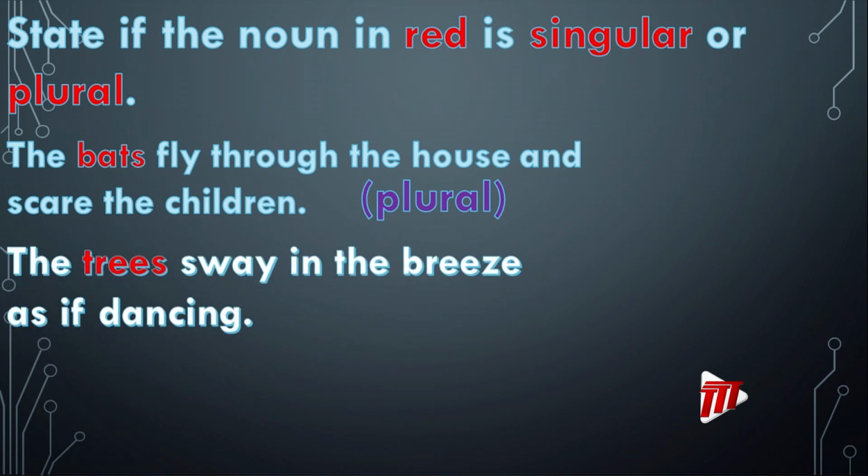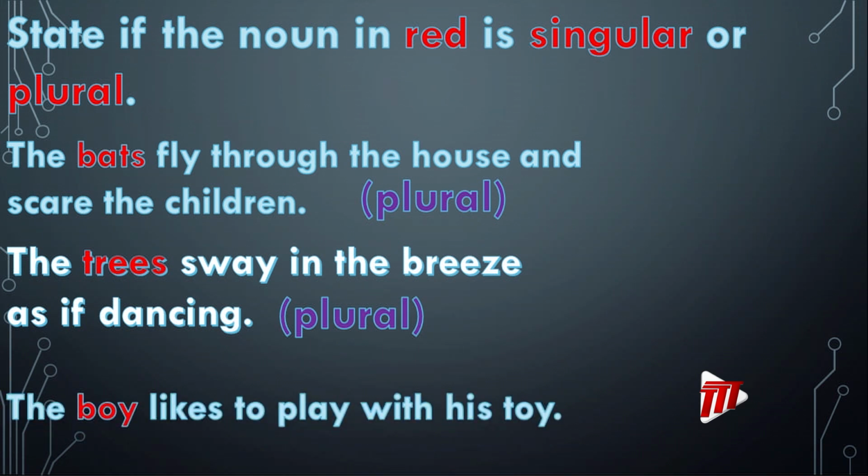Then we have, the trees sway in the breeze as if dancing. So are they referring to one tree? Are they referring to multiple? How many are they talking about? Is it singular? Is it plural? So think about it. And this is another example of plural. So trees here would be plural, just like bats would be plural in the previous one.